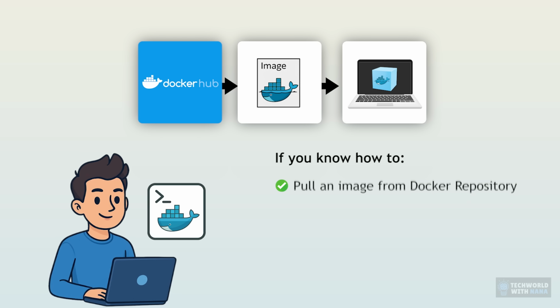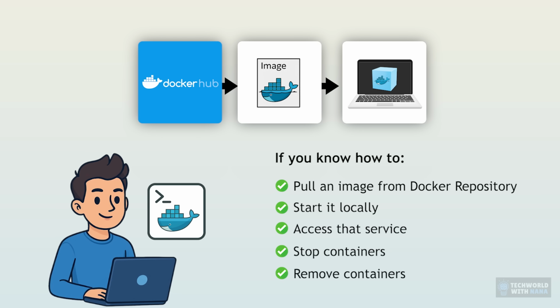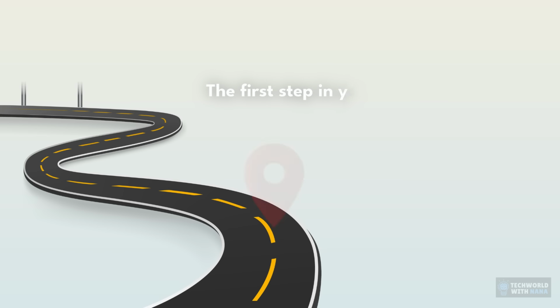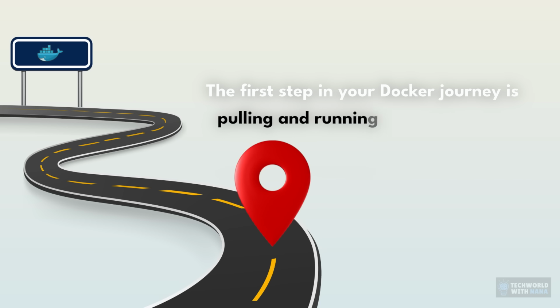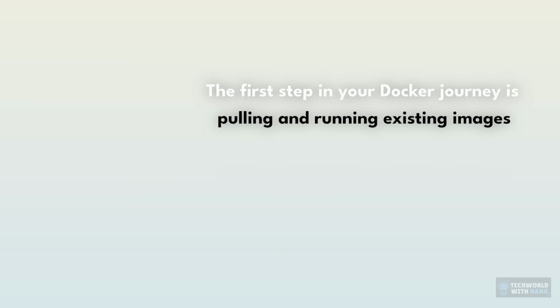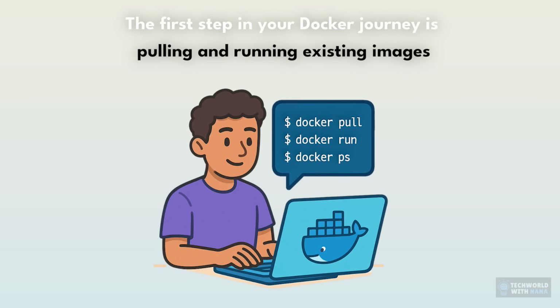If you know how to pull an image from Docker repository and start it locally, then access that service, stop and remove containers, you have already mastered the most fundamental basics of Docker in practice. So the first step in your Docker journey is pulling and running existing images. And it's as simple as running a few Docker commands.